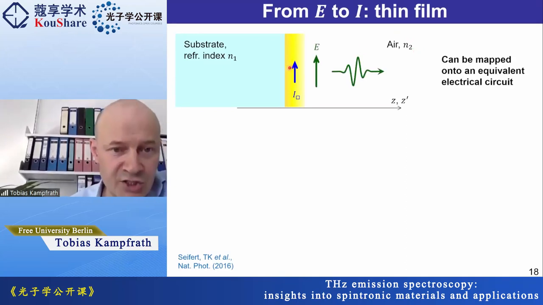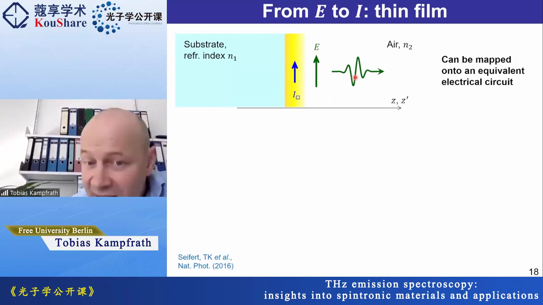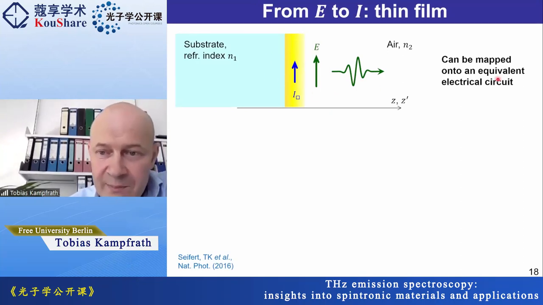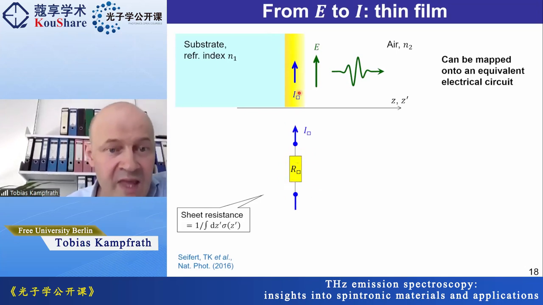Okay, and this photocurrent produces the terahertz electric field. And it's now nice to know and important to emphasize that this situation for very thin films can be mapped onto an equivalent electrical circuit, which is shown here. So this is the photocurrent that flows, and it has to traverse the resistance of our thin film, which is shown here. But note that this is not the total resistance or impedance of the system.